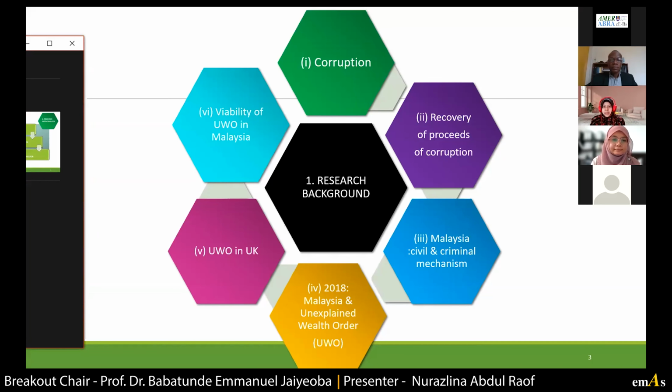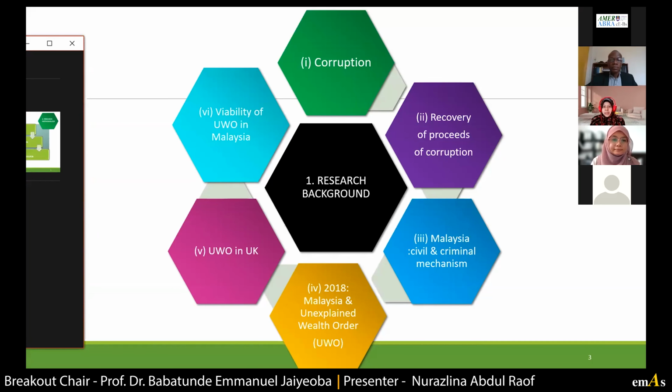Okay. Let us look at the research background. You can see the ones in Roman numerals 1, 2, 3, 4, 5, and 6. First, corruption. All right, so what is corruption?